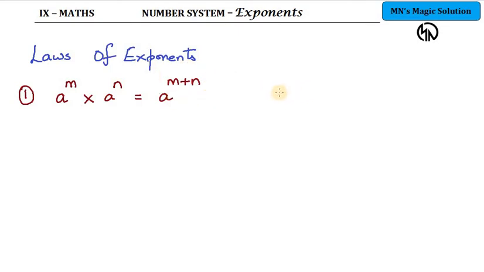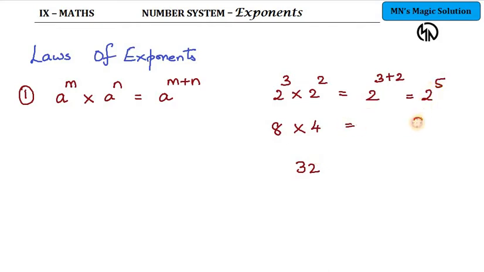For the numerical explanation, for example, I have 2 cube into 2 squared. So this is equivalent to, the base is the same, 2 in both. So I write the base 2 as it is and add the powers on top, 3 plus 2. So what will this give? You will get 2 power 5. If we simplify individually, 2 cube is 8 multiplied by 2 squared, which is 4. So 8 4 times is 32. And you know that 2 power 5 is also equal to 32. So LHS is equal to RHS. So when the bases are the same, you can add the powers, which will give you an equivalent number.